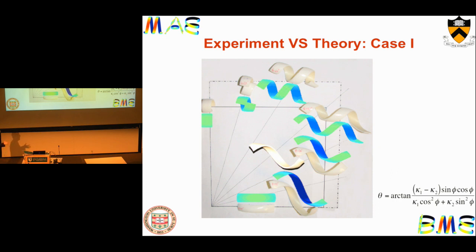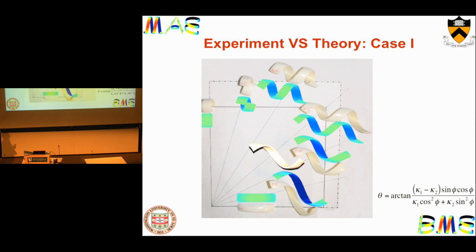But what happens when the pre-stretches in these two directions are the same? Can anybody guess? Any guess? So the question is, when the pre-stretches in these perpendicular directions are the same, what kind of shape are you going to get?